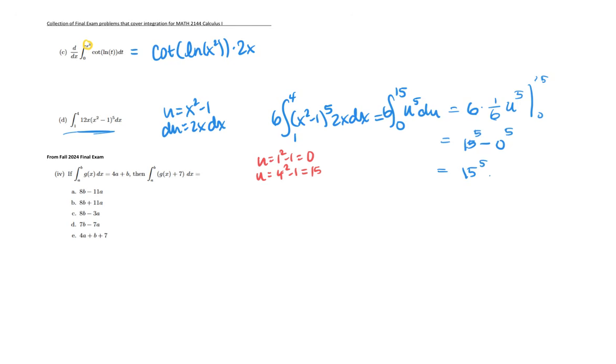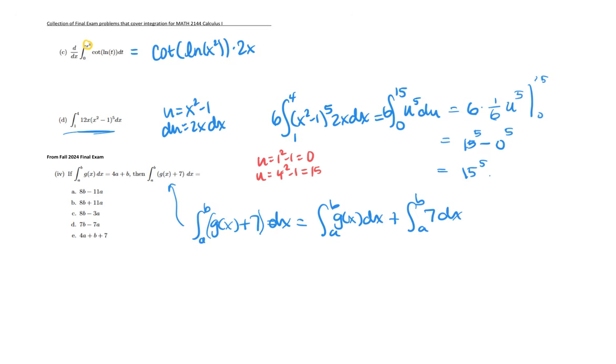All right, so for the next one, I'm told that the integral from a to b of g of x is equal to 4a plus b. And then I'm asked to find the integral from a to b of g of x plus 7. So we can just say the integral from a to b of g of x plus 7 dx is equal to the integral from a to b of g of x dx plus the integral from a to b of 7 dx. I already know a value for this one. I'm given it. This is 4a plus b.